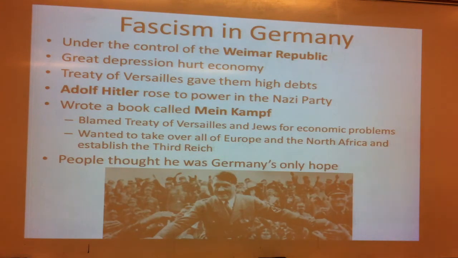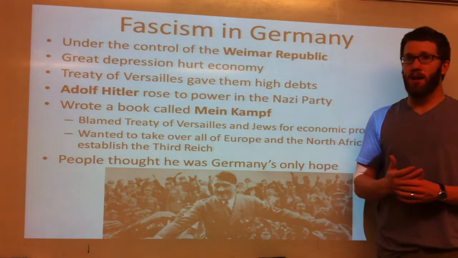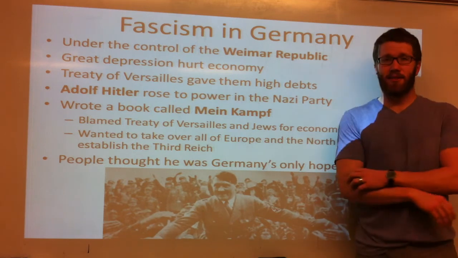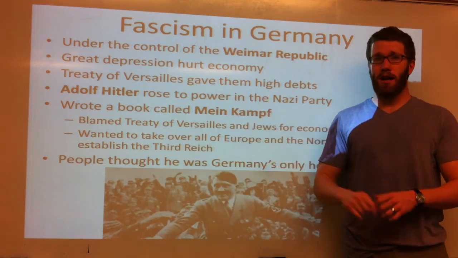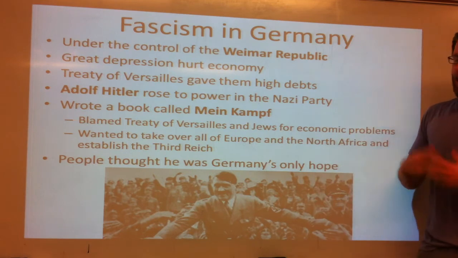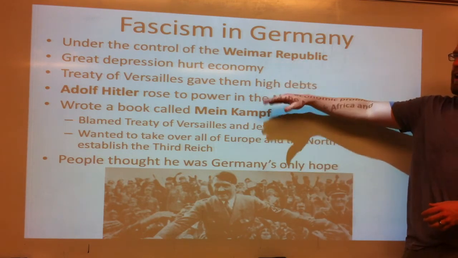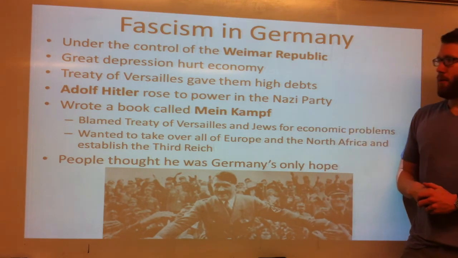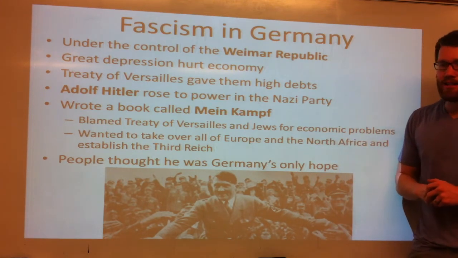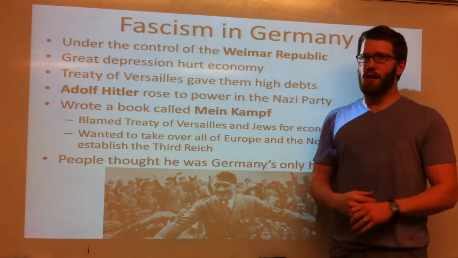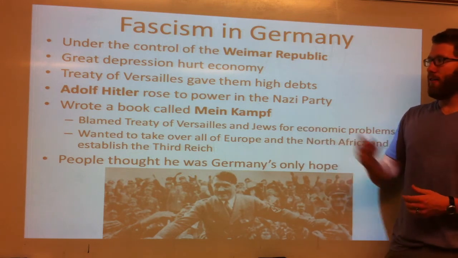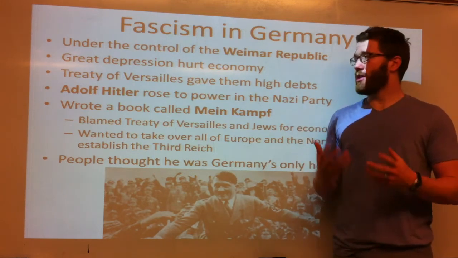In Germany, the country was initially under the control of the Weimar Republic. The Weimar Republic was a government that was put in power by the Treaty of Versailles. They'd thrown out the people from World War I, and they put a new government in. But you have kind of the same things. The Great Depression hurt the economy. The Treaty of Versailles was making Germany pay back their debts, or pay for World War I. And so the Weimar Republic isn't really doing anything to help Germany out. They're suffering greatly. And so Adolf Hitler is going to rise to power through the Nazi Party.